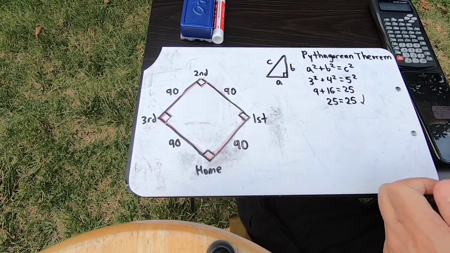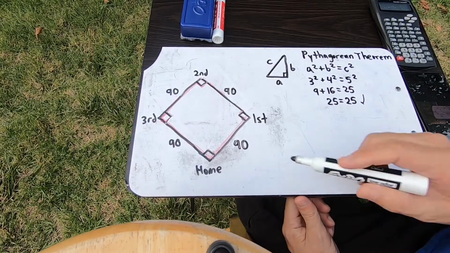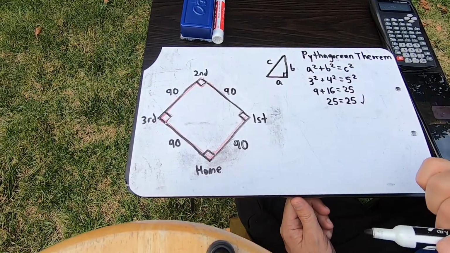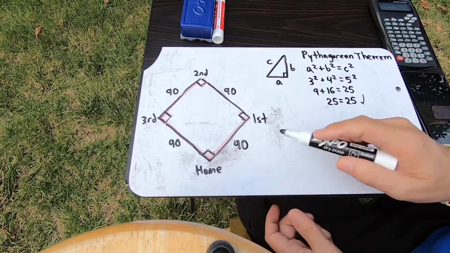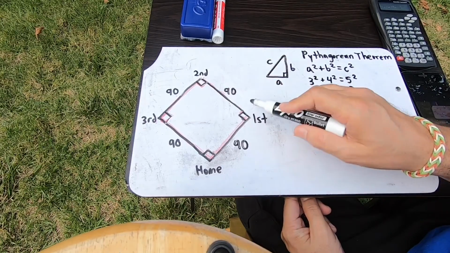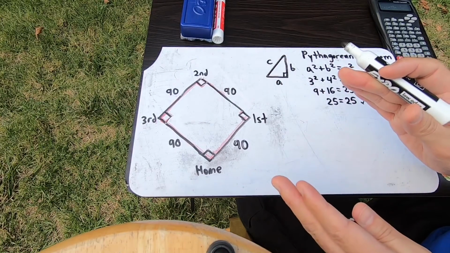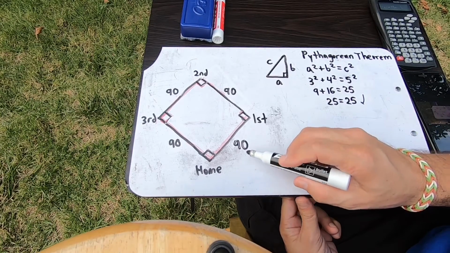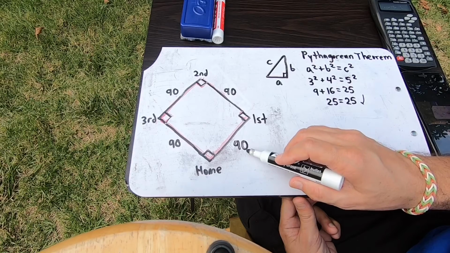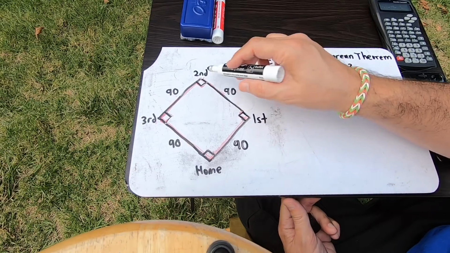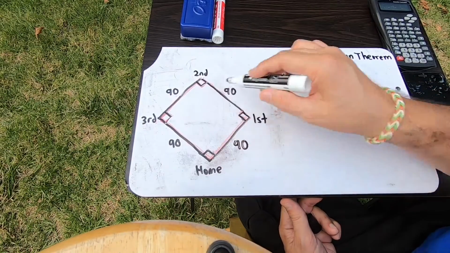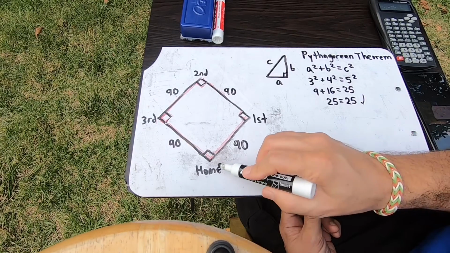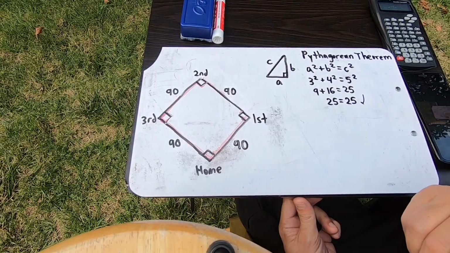Okay, so what we're going to do, I drew a baseball diamond over here. This is home plate, this is first base, second base, and third base. If you look at it sideways a little bit, you'll notice that it's actually a square. If you know about baseball, you know that from home to first, the distance is 90 feet. And also from first to second, second to third, and third to home. They're all 90. So what we want to figure out today is, how far is it from home to second base?